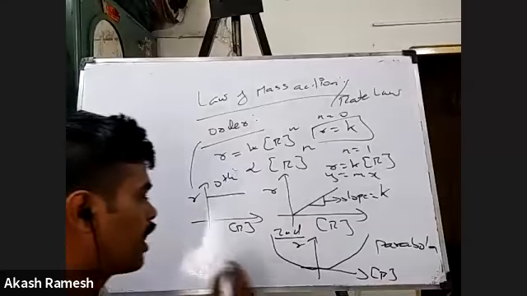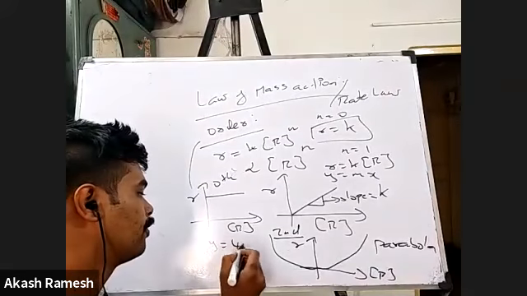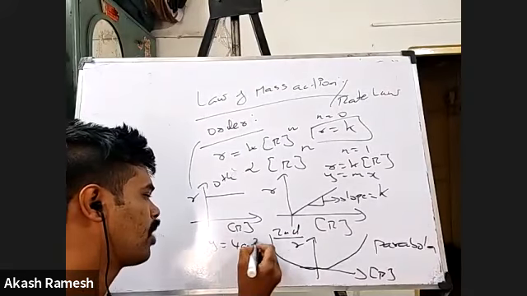You know how the parabola equation is. y is equal to 4ax squared. Is it correct?